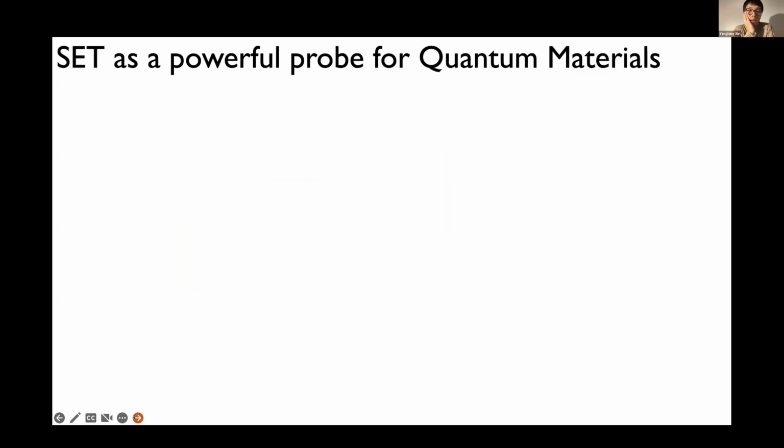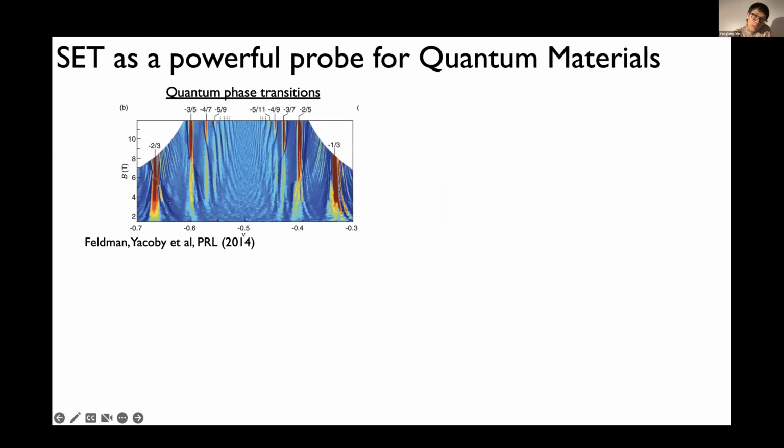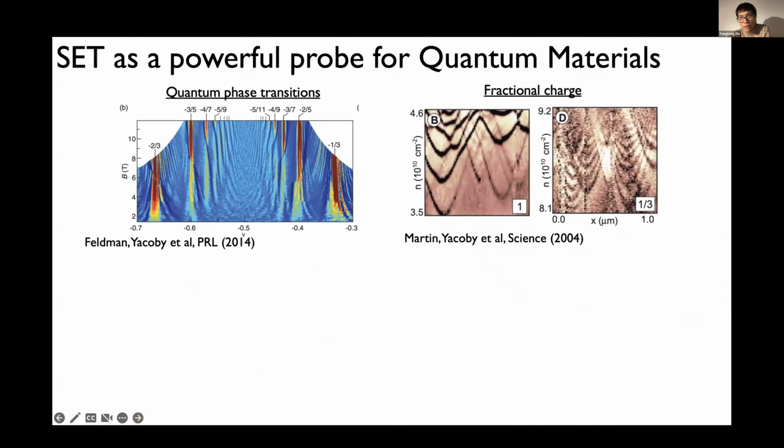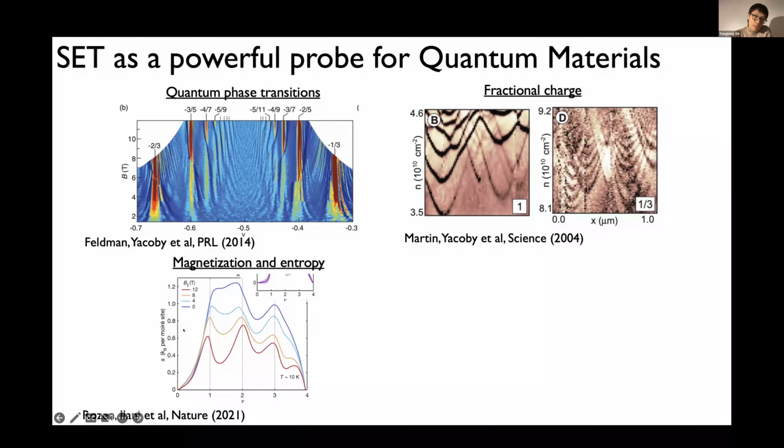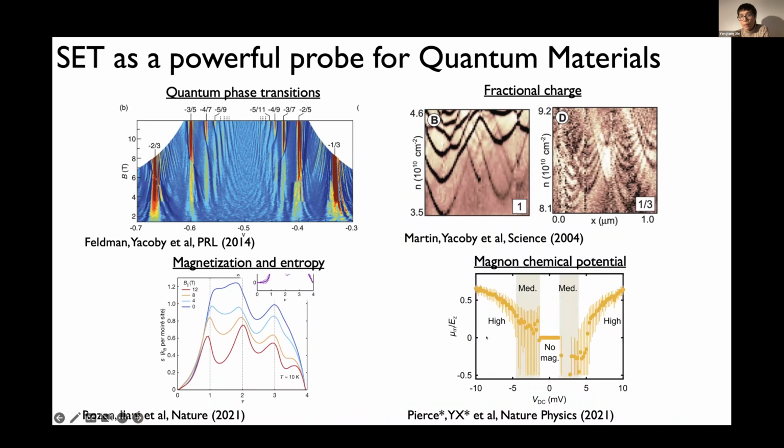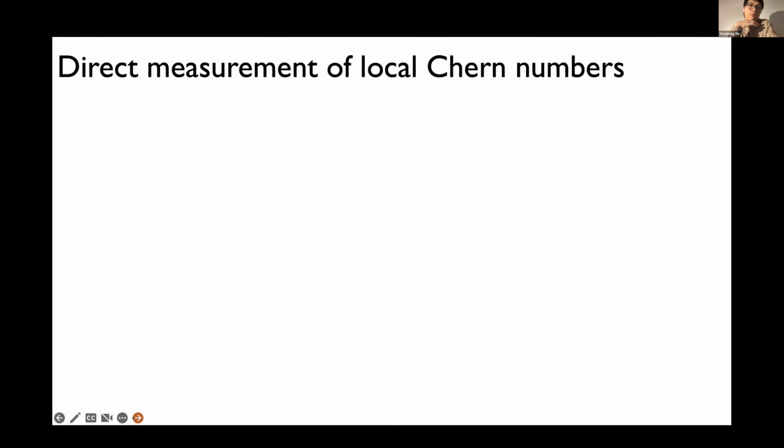Since this is not a very popular technique, I just want to say a few words about how people have used this in the past. People have used this to look at quantum phase transitions. I'll talk a little bit about this towards the end. One way to use this that's really nice is that you can probe and measure the precise value of the charge carried by the elementary excitation in your many-body state. If you are able to perform measurements as a function of magnetic field and temperature, via Maxwell relations you can also extract magnetization and entropy. And more recently, we have found a way to measure the chemical potential of charge-neutral magnons in the quantum Hall regime.